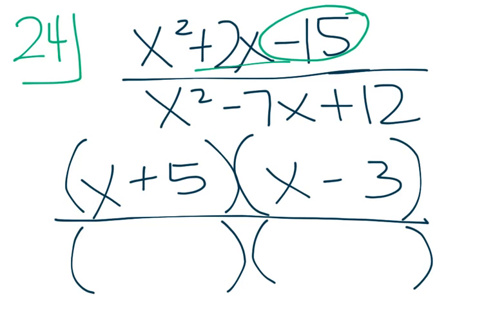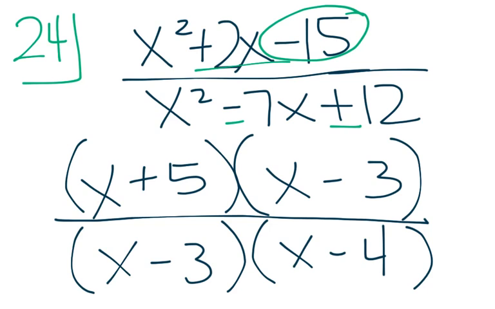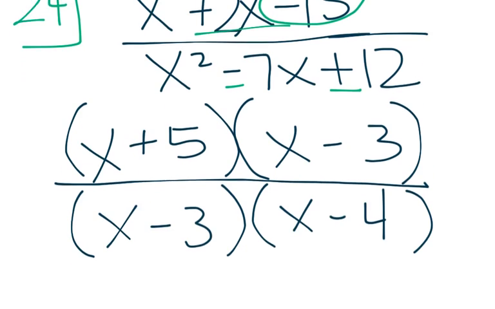On the bottom, we have a positive 12 and a negative 7, which means that we're looking at 2 negative numbers, because a negative times a negative is a positive, but a negative plus a negative is a negative. So we're looking for 2 numbers that multiply to equal positive 12 and add to equal negative 7. So what we're going to have is x minus 3 and x minus 4, because negative 3 times negative 4 is positive 12, and when you add them, it's negative 7.